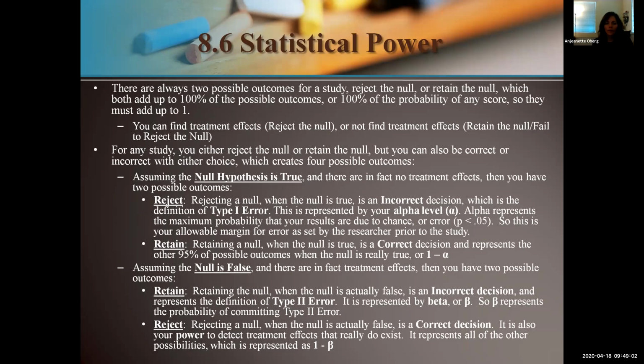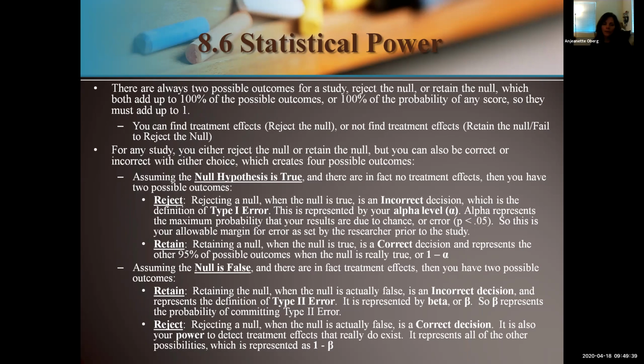And so what we always want to remember is that with any test, we can either reject the null or we can retain the null. So either reject the null or fail to reject the null. And you can divide up those possibilities. Together, it's 100% of all possibilities, right? That either you have significant differences or you don't. So when we talk about power, when we talk about rejecting the null, we're finding treatment effects, and not finding a treatment effect is failing to reject the null.